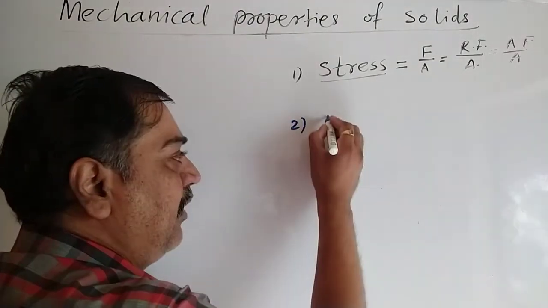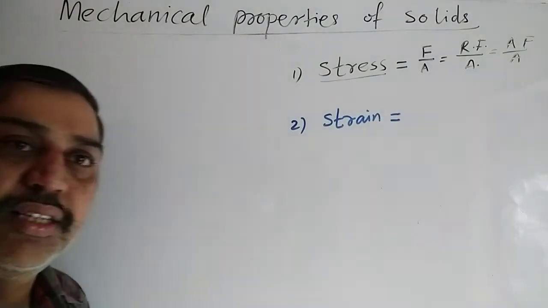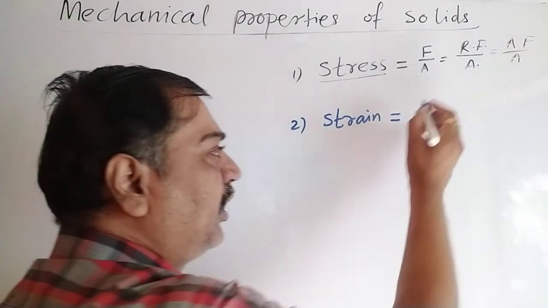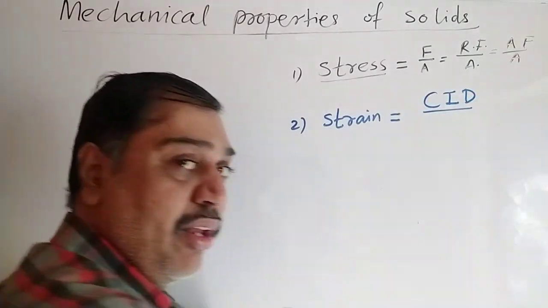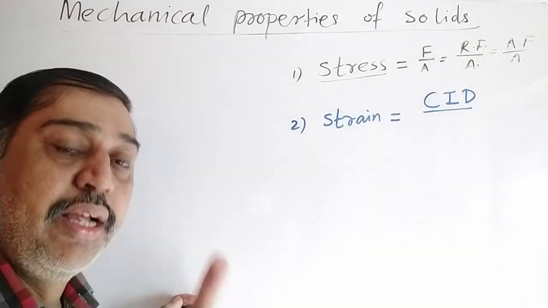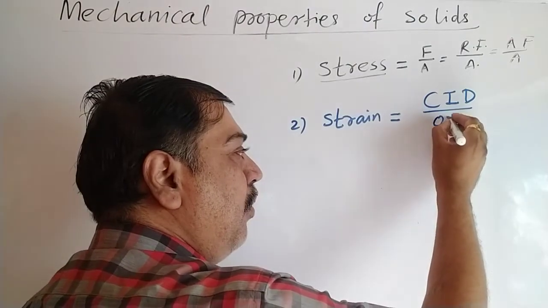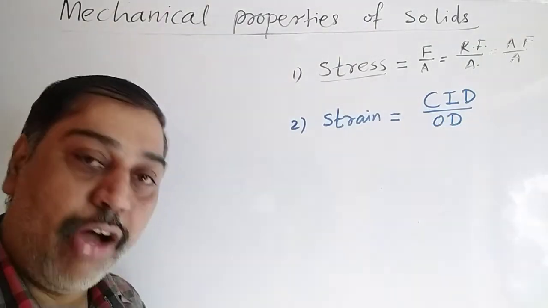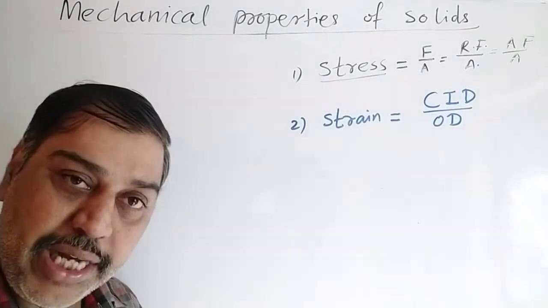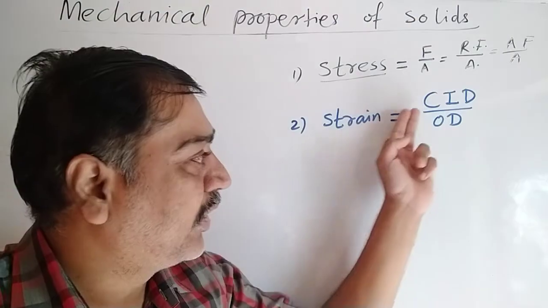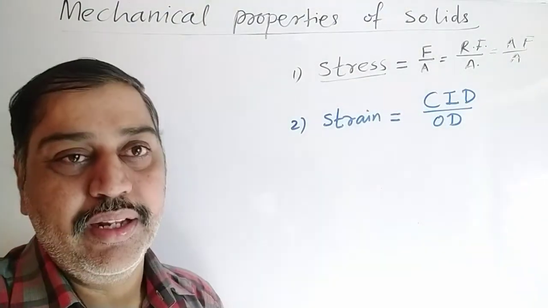The second property we have to see is strain. What does strain mean? Strain in general means change in dimension. CID is not Criminal Investigation Department, a point to remember. CID means change in dimension divided by OD, original dimension. The dimension may be length, volume, area, shape, or anything else. So change in dimension divided by original dimension of the body is said to be strain.